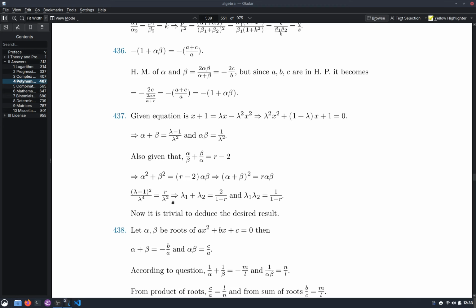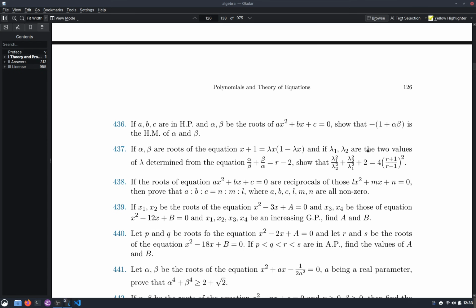So from this, we can say that this will be another equation in lambda. So lambda square will cancel, and then we will have (lambda minus 1) whole square by lambda is equal to r. So from this equation, we can say that lambda 1 plus lambda 2 is equal to 2 by 1 minus r, and lambda 1 lambda 2 is equal to 1 minus r. And then you take LCM over here and substitute the values, you will get this condition as true.